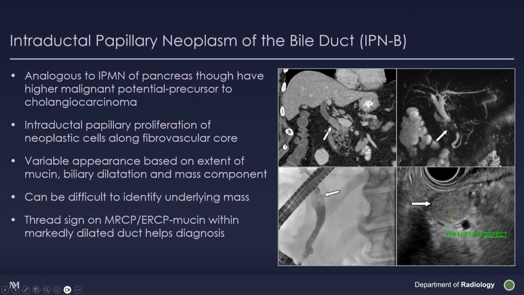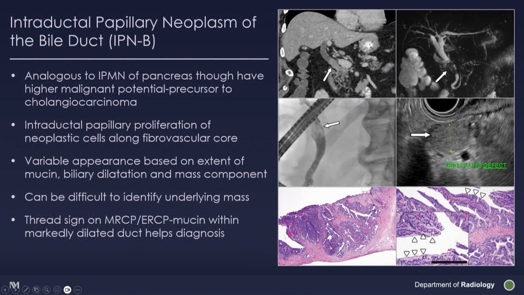There's a filling defect in this case. On the ERCP, you see the filling defect. On the EUS, you can see that it's a solid mass. In this case, it was due to an IPNB, but the important thing is to recognize that it's not due to, obviously, a stone. And on pathology, this was confirmed to be an IPNB. I have other cases that look identical to this, where it's a cholangiocarcinoma arising within an IPNB.